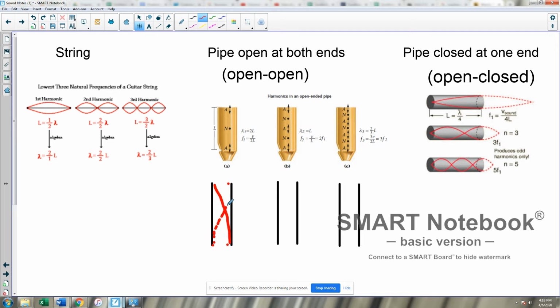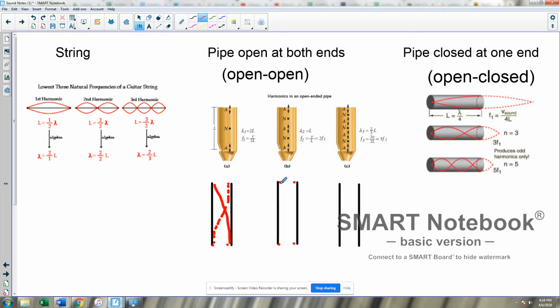So there would be a node in the middle and antinodes at the ends, which is sort of the opposite of the string, because here there was an antinode in the middle and nodes at the ends. So it's sort of the opposite of that. And you realize the second harmonic, I've got to be open at the ends.